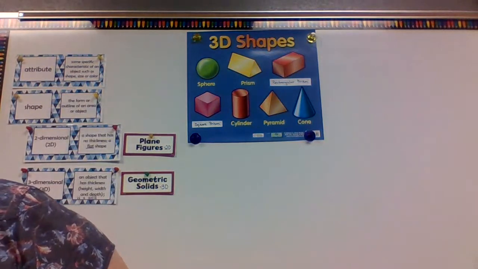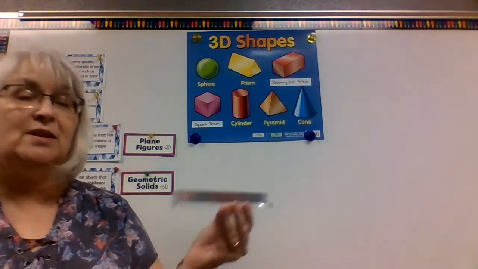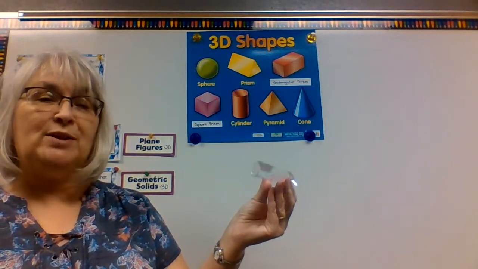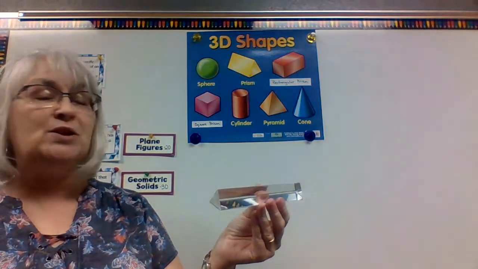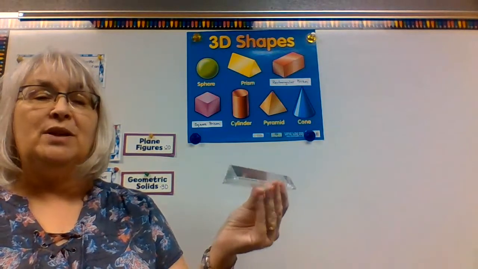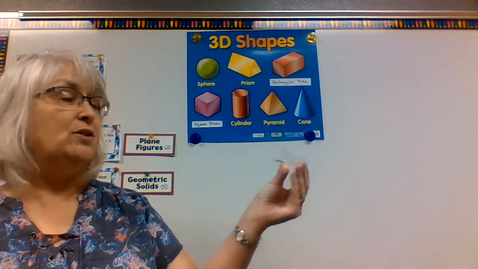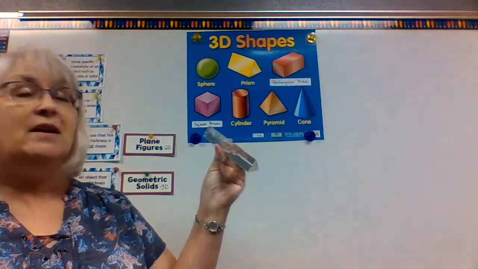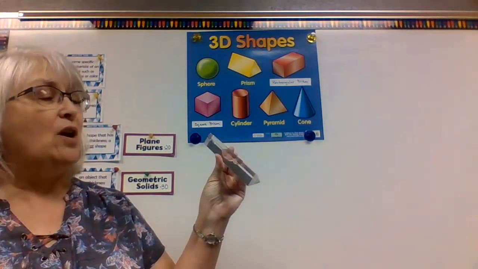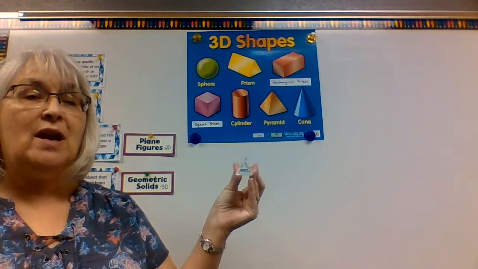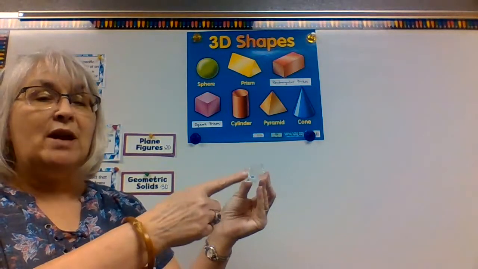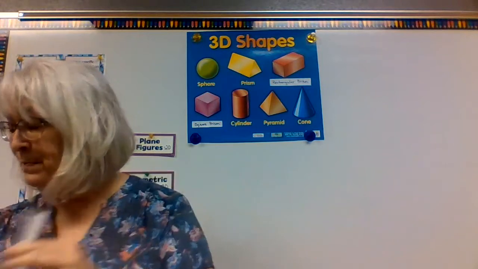In science, you may have used one of these with Mrs. Nichols. This is called a prism. It is used in science, especially when you're talking about light, because if you do it just right, which Mrs. Jones has never been very good at, you can get it to show a rainbow. But it is a triangular prism.